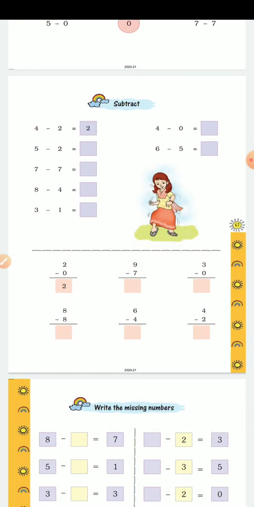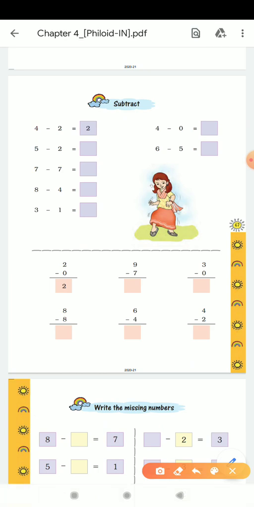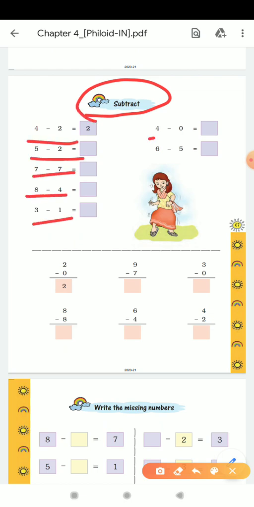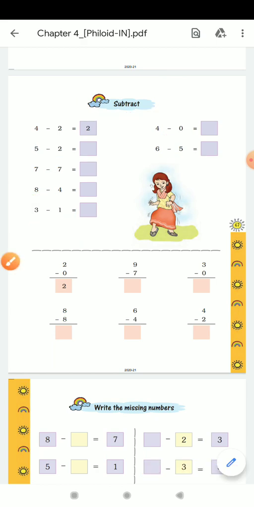On page number 67 we have to subtract the numbers. If you see here, we have numbers, and we have to subtract each one of them. Okay, so the first is already done. Now second, 5 minus 2. So 5 minus 2 is equal to 3.